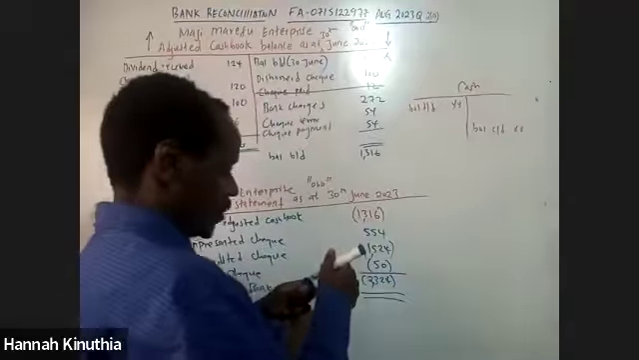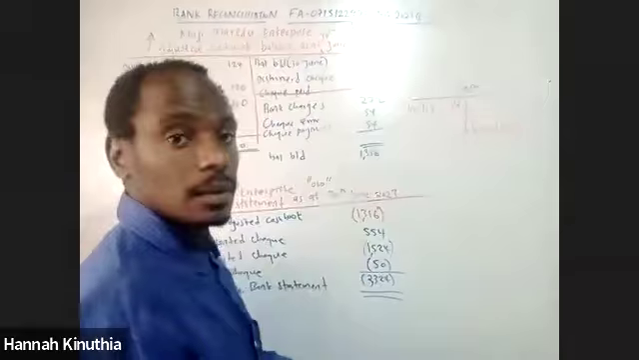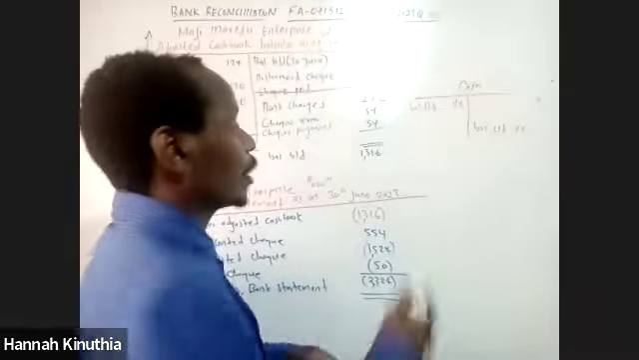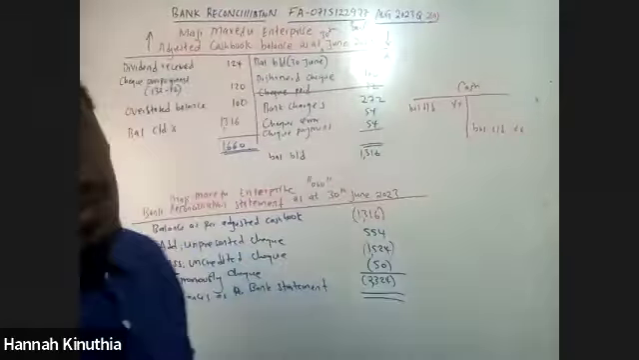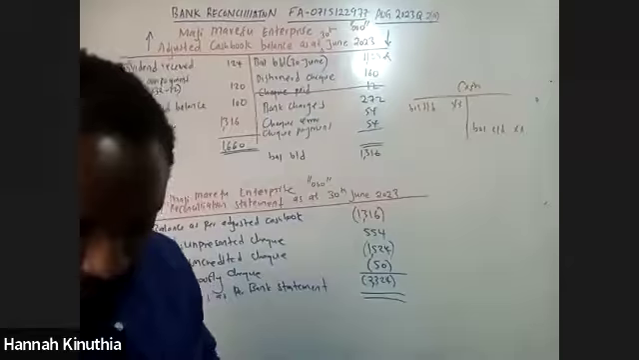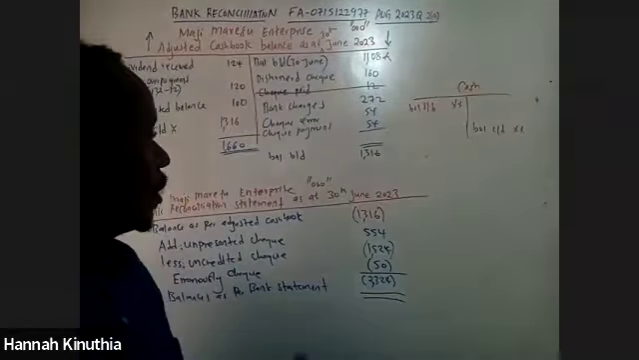sasa. Ati? Ukitoa 23, Nakupea ngapi? Nakupatia? Ai bana muongee bana 23, mnalalamika ama 23, 23, 24. Si hapo wewe.